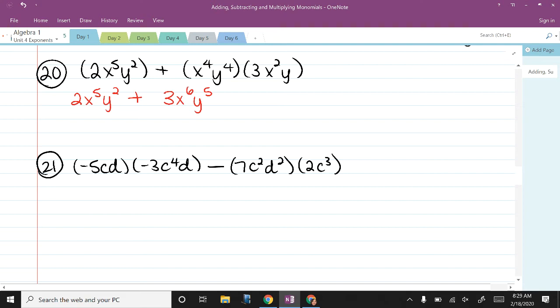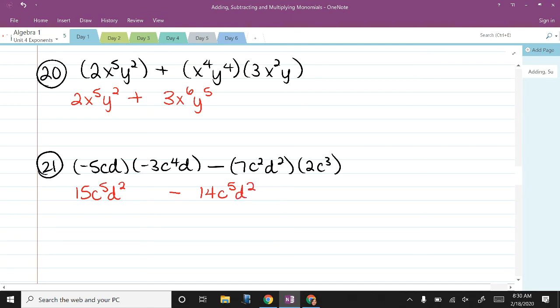All right. So let's do these first two monomials. What's negative 5 times negative 3? 15. Positive 15. What's c times c to the 4th? C to the 5th. And what's d times d? D squared. All right. Copy my minus sign. These are going to be kind of spaced out, but that's okay. Now I'm going to multiply these two monomials. What's 7 times 2? 14. What's c squared times c cubed? C to the 5th. And then d squared is just d squared, right?